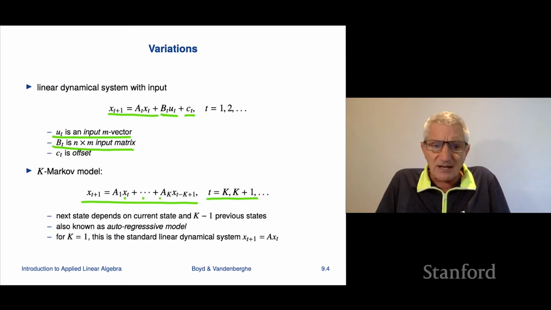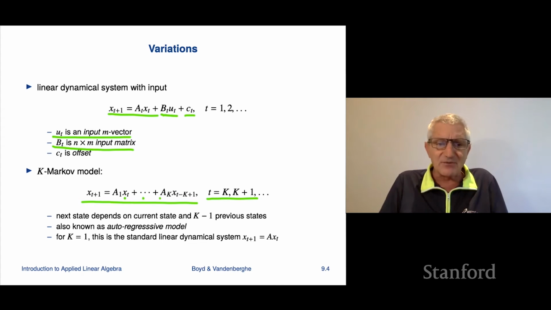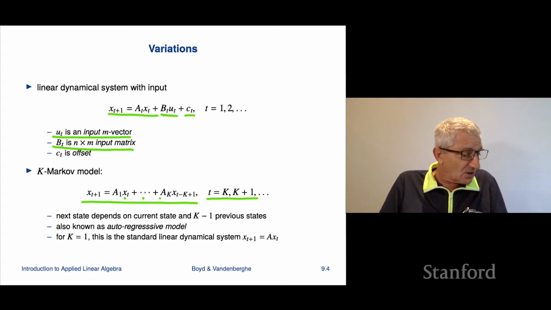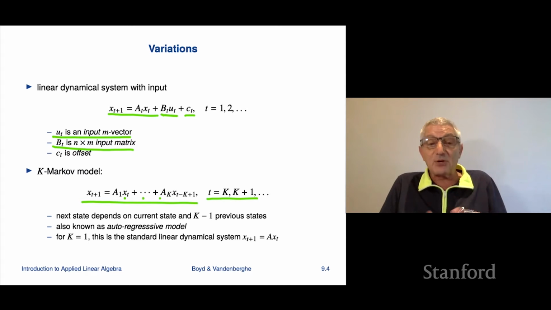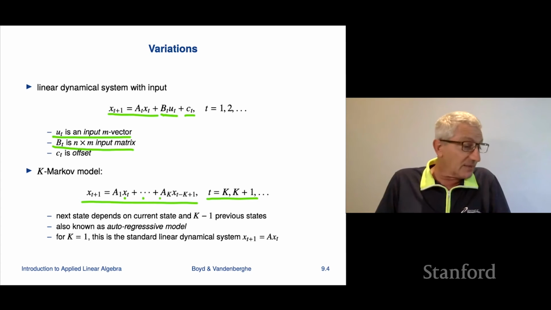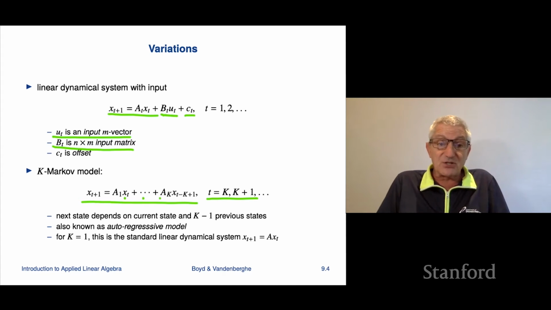It's also called in other contexts, like in statistics, autoregressive or vector autoregressive, so VAR model. It's got lots of names. Okay, so that's an autoregressive model. And when capital K is 1, that's the memory. This corresponds to just a linear dynamical system.